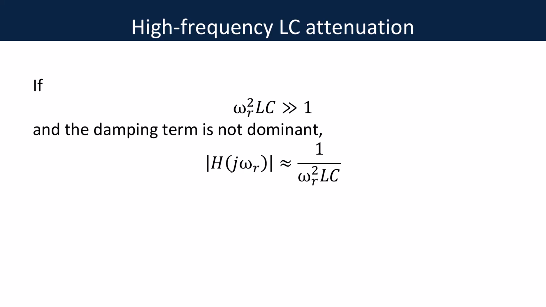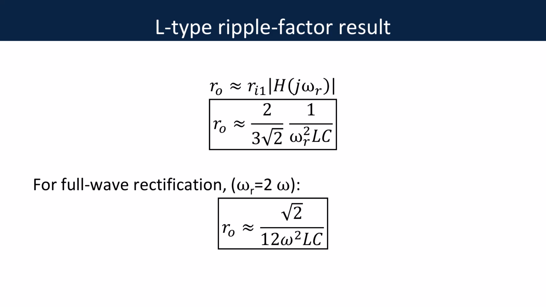This reveals the design trend directly: increasing L, increasing C, or increasing ripple frequency reduces the transmitted ripple. It also explains why full-wave rectification is easier to smooth than half-wave rectification at the same supply frequency. The output ripple factor is approximately the dominant input ripple ratio multiplied by the filter magnitude at the ripple frequency. Substituting 2 divided by 3√2 for the dominant input ripple ratio gives the first boxed expression. This form is preferred because it uses omega R directly and avoids ambiguity.